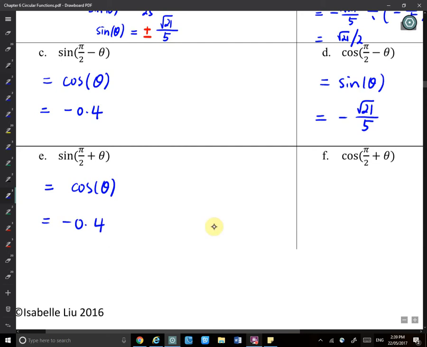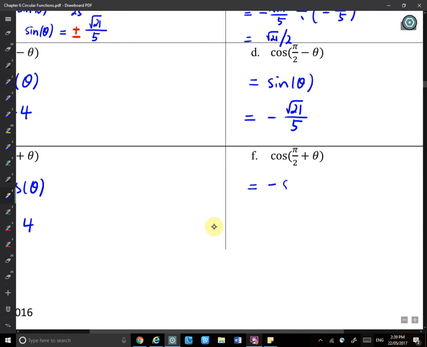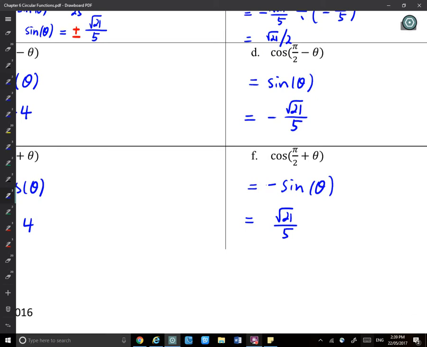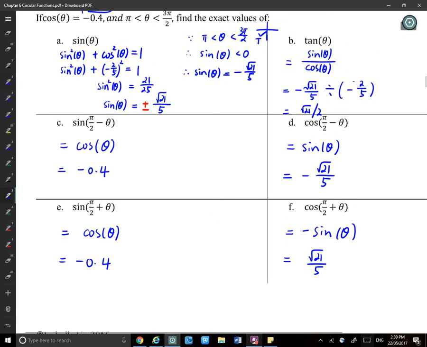Cosine of pi over 2 plus theta, using the formula, is negative sine theta. Cosine will go to negative sine. That's negative sine theta, which is root 21 over 5. These are actually 6 formulas: 4 of the symmetrical property, 1 for the Pythagorean identity, and 1 for tangent. Tangent is always sine over cos.